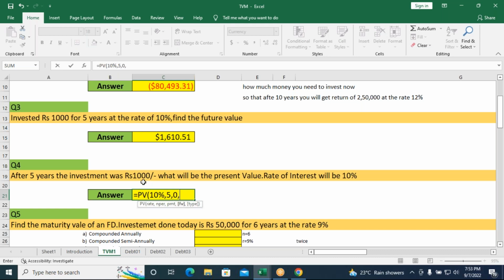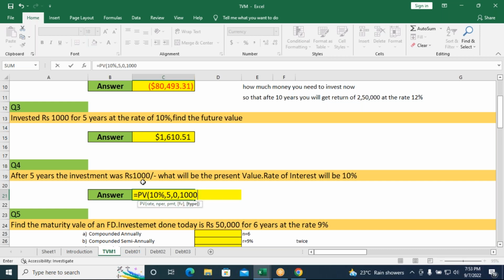So now I'm looking for future value, isn't it? So future value is how much I'm going to get. 1,000. So will it be positive or negative? Positive, ma'am. So I should give it as 1,000 without the minus sign.